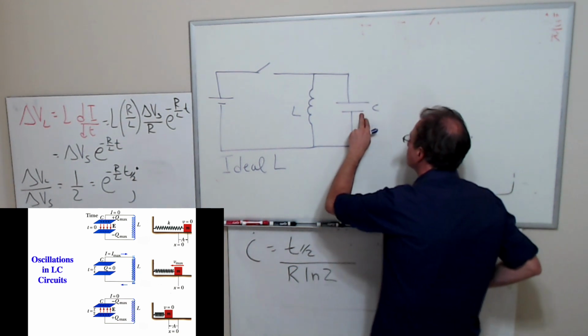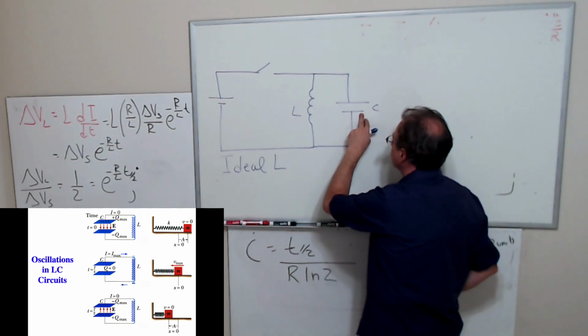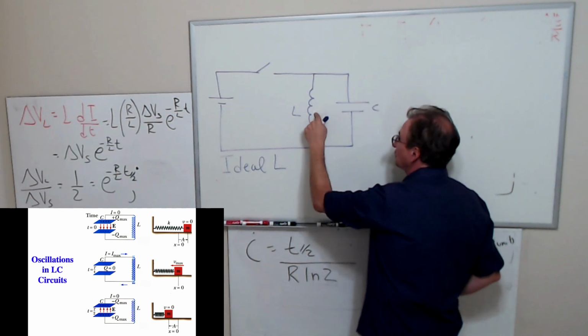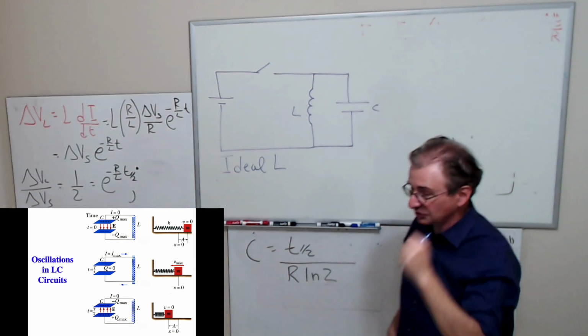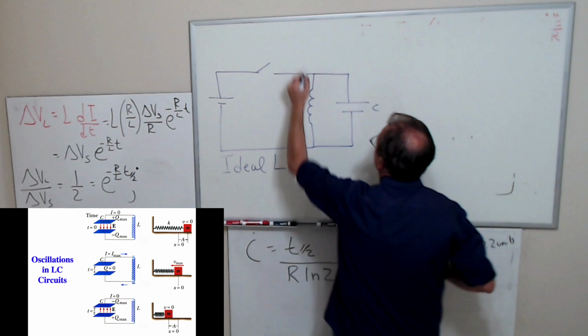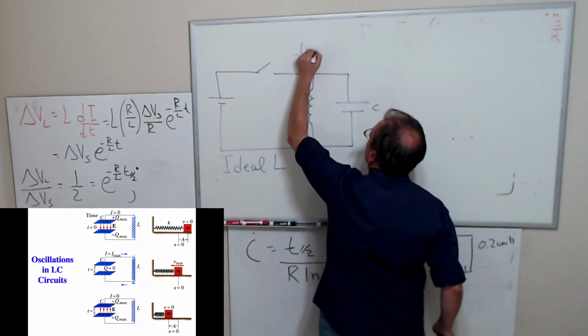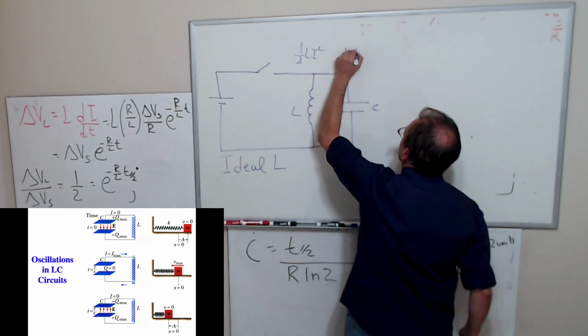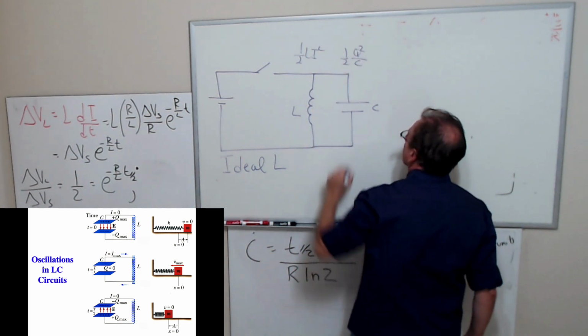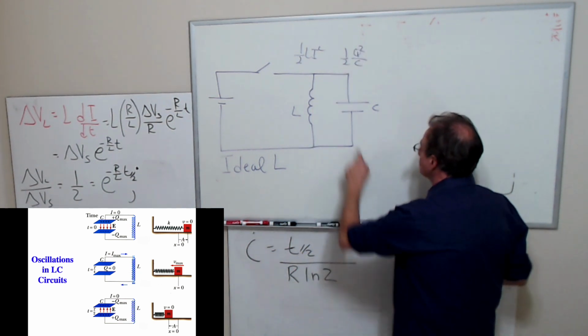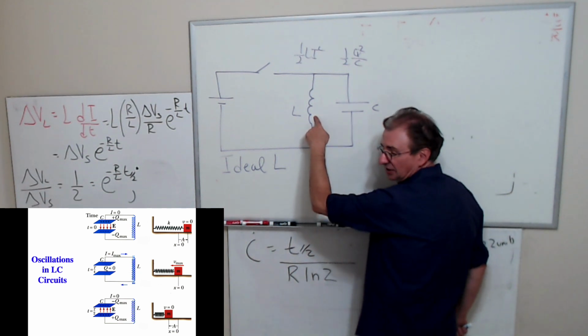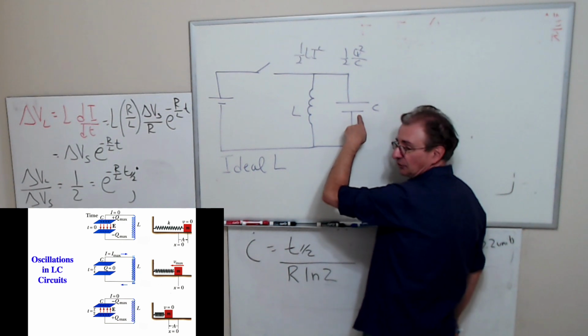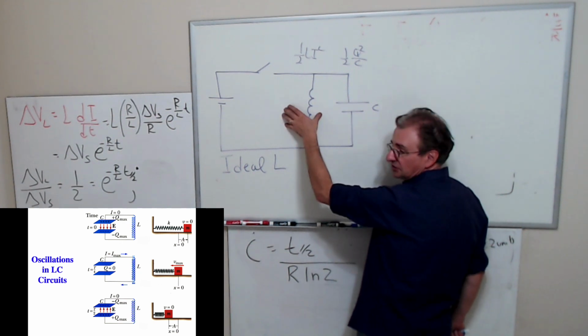So as the energy is lost from here, it actually goes into the inductor. The inductor now starts storing energy. Remember, the energy stored in the inductor is 1/2 Li squared. So this loses the energy, and then this gains the energy. Once this capacitor is fully discharged, all the energy is in here.